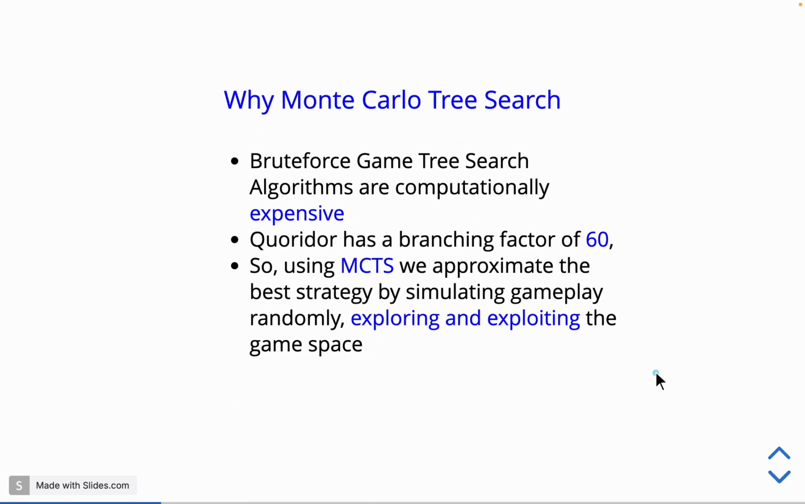So why Monte Carlo tree search algorithm? The brute force game tree search algorithms are computationally very expensive as the game trees grow exponentially. For example, Quoridor has a branching factor of 60. So using MCTS, we can approximate the best strategy by randomly sampling the next moves and in turn exploring and exploiting the game space.